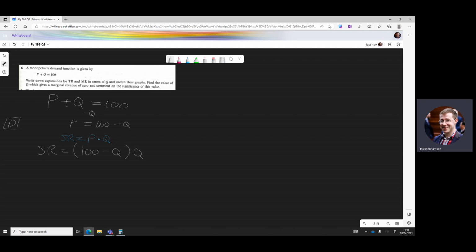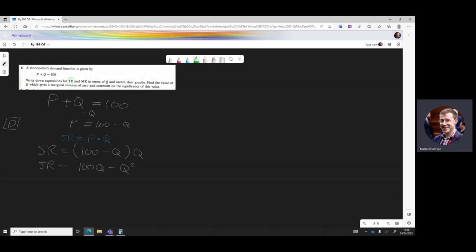This I can do without too much stress. Total revenue is equal to everything inside the bracket times by everything outside. 100 times Q is 100Q. Take away negative Q, multiply through by Q. Positive and negative is negative. Q times Q is Q squared. So take away Q to the power 2. Now I have a function in terms of Q for total revenue. Done.